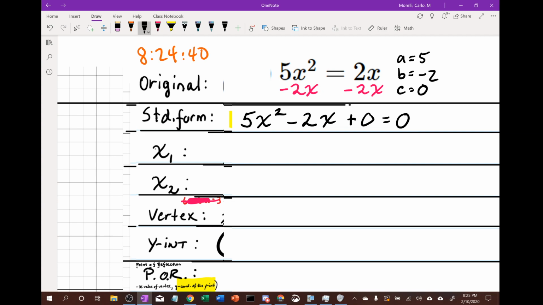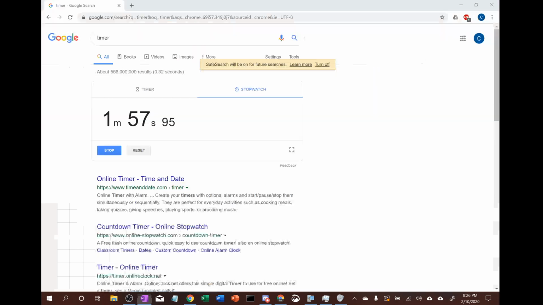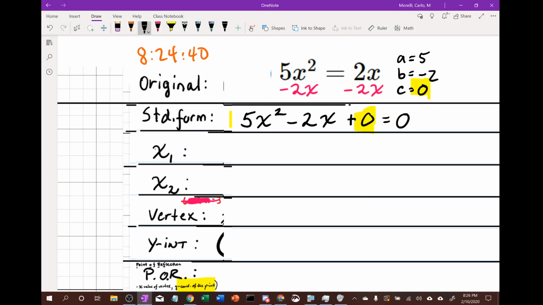Okay, don't forget the y-intercept. The y-intercept is the C value. So we already know the y-intercept. What's the y-intercept as a coordinate? Okay, so the y-intercept, guys, is 0, 0.